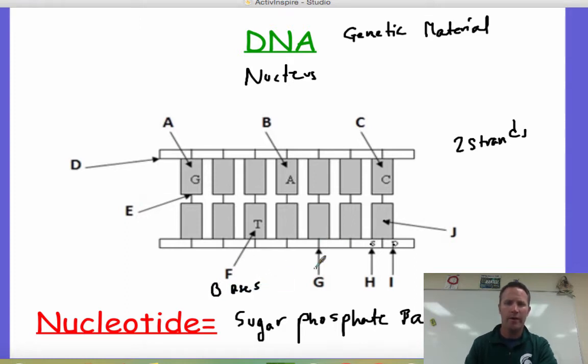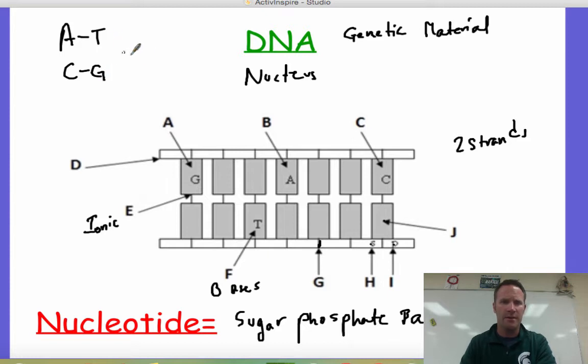This is pointing to a covalent bond. So remember that there's a strong covalent bond here that holds together the sugars and phosphates in the backbone. And that this is an ionic bond right here, letter E, and that holds the nitrogen bases to the complements. Remember that our complementary base pairs are A to T and C to G. Okay?